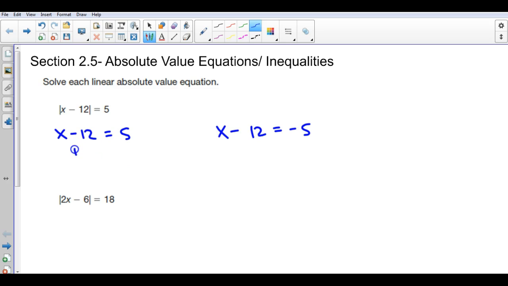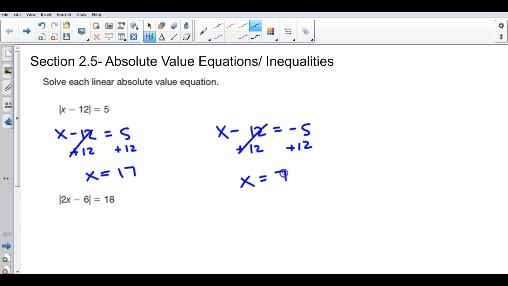So these are real easy to solve. I'm going to add 12 to both of them. Add 12 to both sides here. So I know that x equals 17. Or we're going to go over here. X is going to equal -5 plus 12, which is 7.